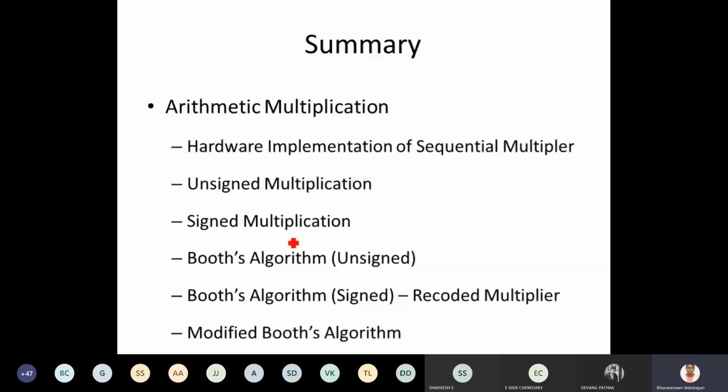Okay, so the summary of the classes that we have seen today is the sequential multiplier, how you can do unsigned and signed multiplication. Then normal Booth algorithm for unsigned multiplication, and then Booth algorithm for signed multiplication, and then modified Booth algorithm. Okay, so with this the multiplication is over.